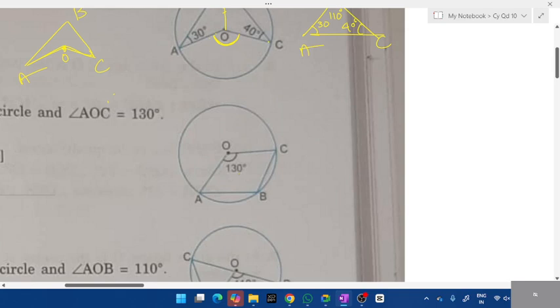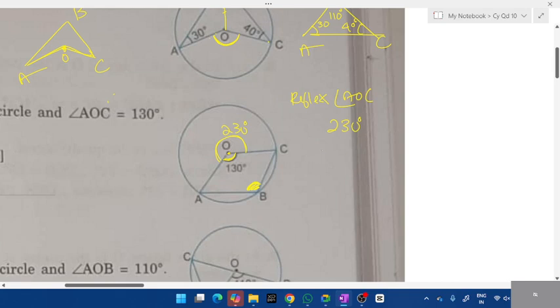Now tell me this one. Center angle is formed 130 degrees. What will be the reflex value? How much is it? 360 minus 130, reflex, 230. In order to find angle B, what is required? Which one will you consider? 130 or 230? Which one, students? 230. Yes, reflex AOC 230.